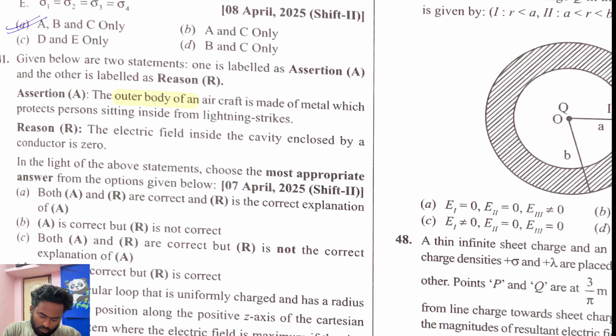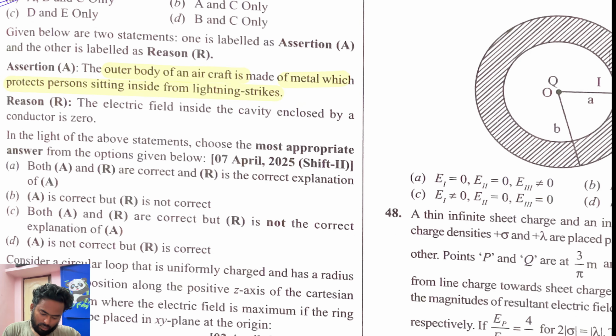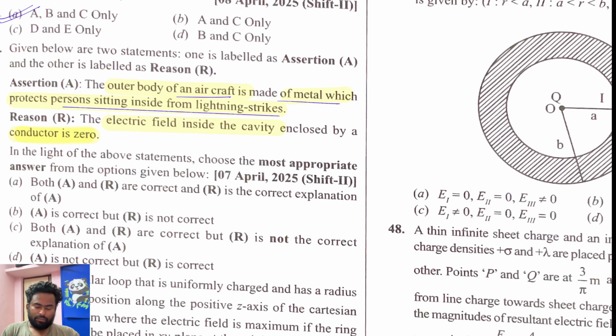Assertion: the outer body of an aircraft is made up of metal, which protects the person sitting inside from lightning strikes. Second point, the reason: the electric field inside a cavity enclosed by a conductor is 0. So both statements are true. The outer body of an aircraft is made of metal, yes. It protects the person sitting inside from lightning strikes, yes. The electric field inside the cavity is 0, yes. Correct explanation also.